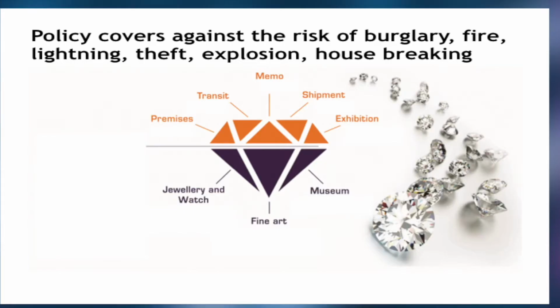These mentioned properties which are in the insured's premises or in his locker are covered against the risk of burglary, fire, lightning, theft, explosion and housebreaking. The other property is covered against all risks other than those which are specifically excluded by the policy. This policy is normally issued for 1 year. What are the exclusions?